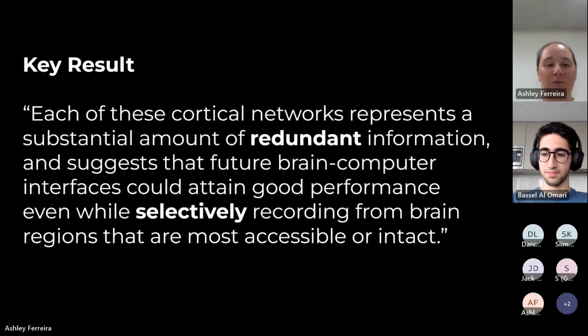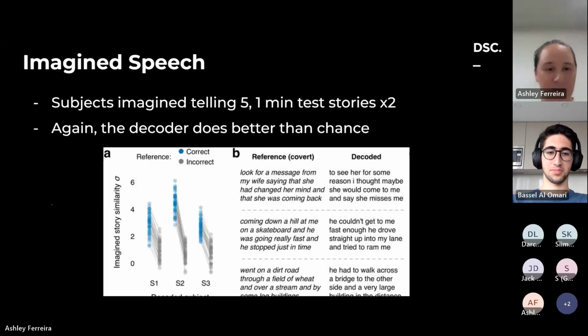And one of the key results they want people to come away from this paper with is that it seems like there's a lot of redundant information in these brain scans, and future brain-computer interfaces could attain good performance by just looking at a specific part of the brain. So that's really useful just in terms of maybe having to wear less equipment, but also, as they mentioned here, for people that maybe don't have all of the parts of their brain intact. This is still a promising method to allow them to communicate.